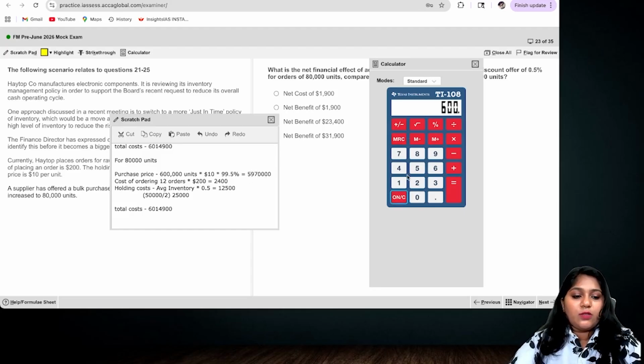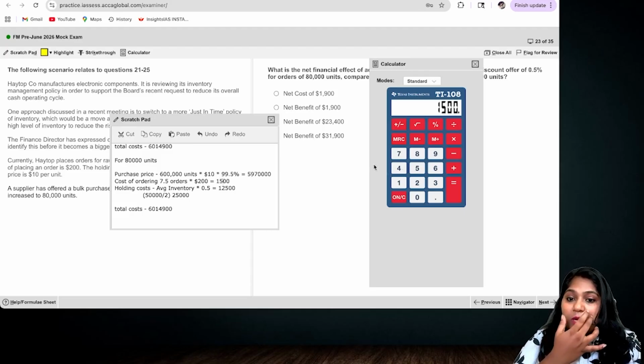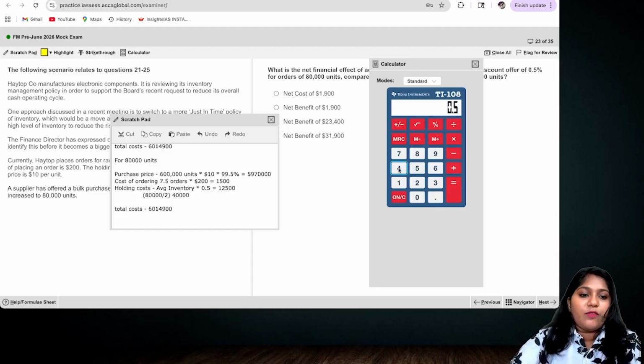And what is the number of orders? See, 600,000 units. Every time I order 80,000. That means I will go ahead and consider only 7.5 orders. 7.5 orders multiplied with 200. I will spend only 1,500 in terms of ordering cost. But here now the average inventory turns to what? 80 divided by 2, which will become 40,000 multiplied with 0.5. So 40,000 units multiplied with 0.5 will become how much? 20,000 as the total holding cost.